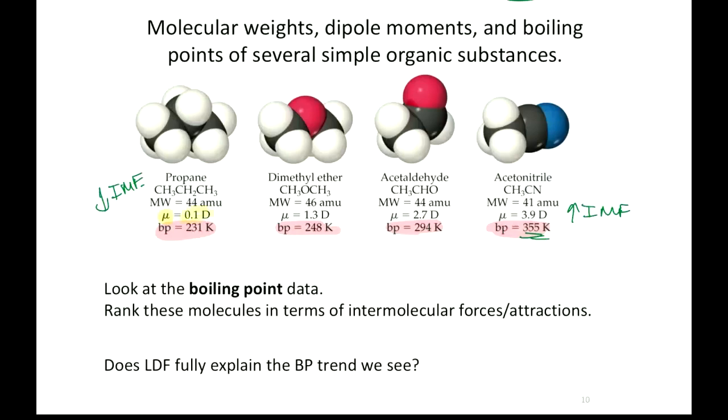So don't focus on molar mass here, because we're not talking about London dispersion anymore. We're going on to the next intermolecular force, and that's dipole-dipole attractions. What trends really well with the boiling point data is the extent of the permanent dipole moment in all of these molecules. Propane has a basically non-existent dipole moment. There's my dipole arrow. Versus acetonitrile has a huge dipole arrow, almost 4 debye. Acetaldehyde has a slightly smaller dipole arrow, and dimethyl ether has an even smaller one.